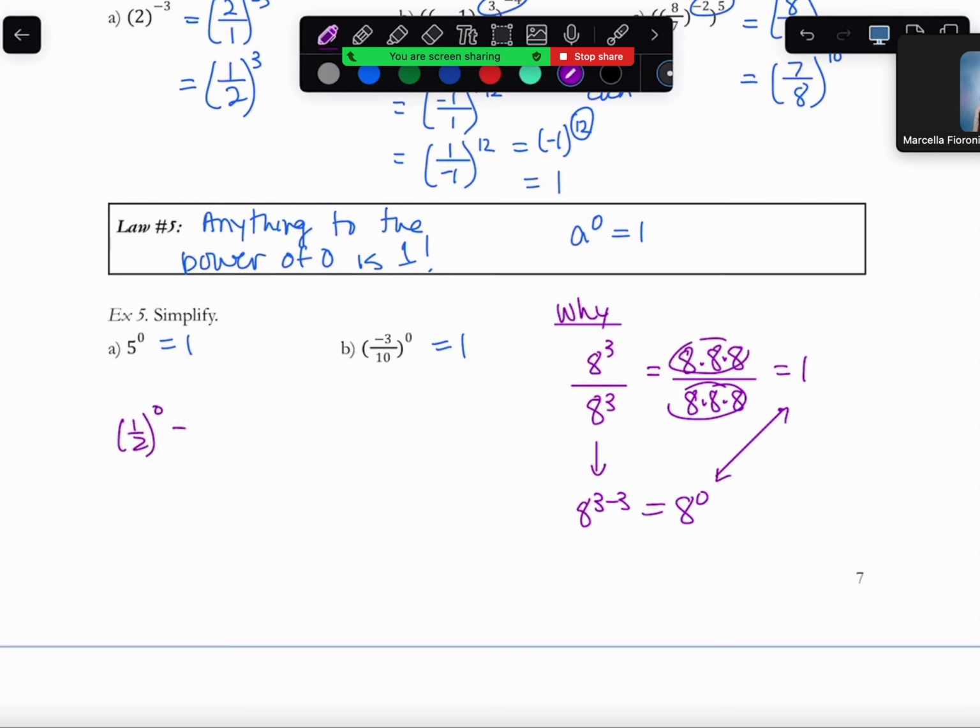If I have 1/2 to the 0, well, that's like me saying 1/2 to the 5 minus 5, which is the same as saying 1/2 to the power of 5 divided by 1/2 to the power of 5. This is just 1 because the numerator and denominator are the same. I know it's a bit confusing, but good for you. You just kind of have to memorize that anything to the power of 0 is 1.